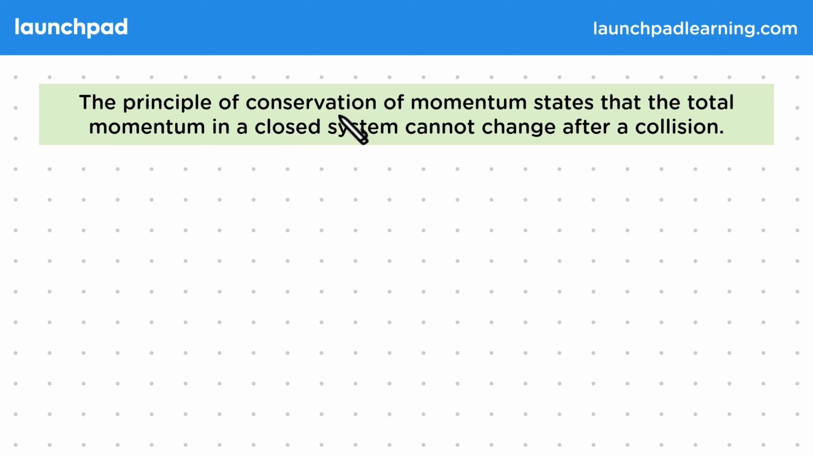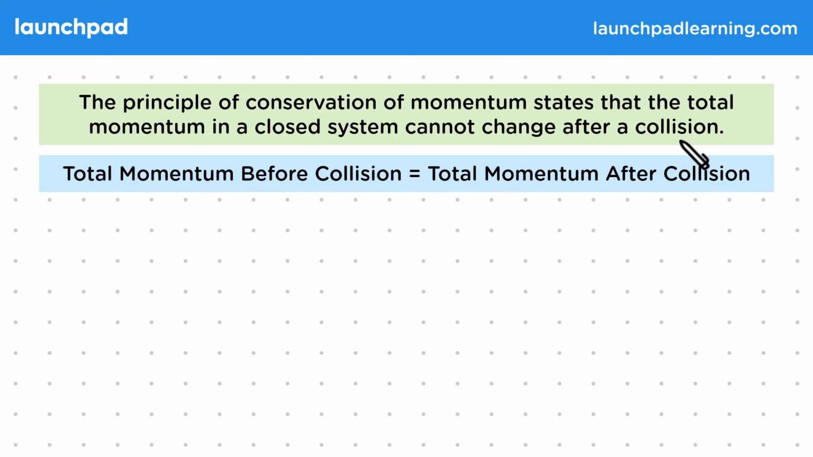The principle of conservation of momentum states that the total momentum in a closed system cannot change after a collision. So we can summarize this principle using the equation: total momentum before a collision is equal to the total momentum after a collision. Remember that to find a momentum, we simply multiply the velocity of an object by its mass.